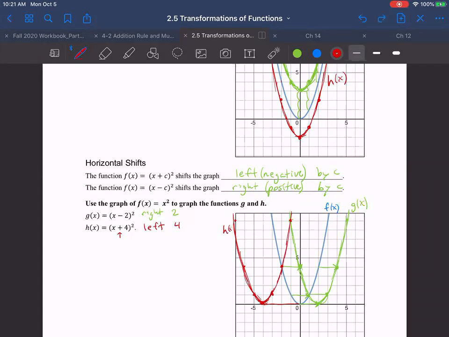I didn't do that very well. Let me rewrite that. This is h of x right there in red. Okay, shifted to the left by 4. All right, let's see if there are any questions.